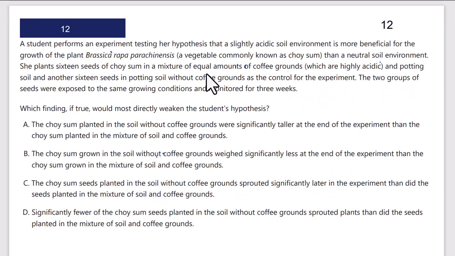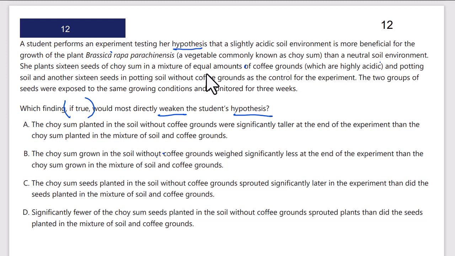Here is another command of evidence with the if true condition in the prompt. And by the way, it's also weaken. We want to weaken the hypothesis like our first example. This one's going to be a little trickier. Let's dig into it. A student performs an experiment testing her hypothesis.